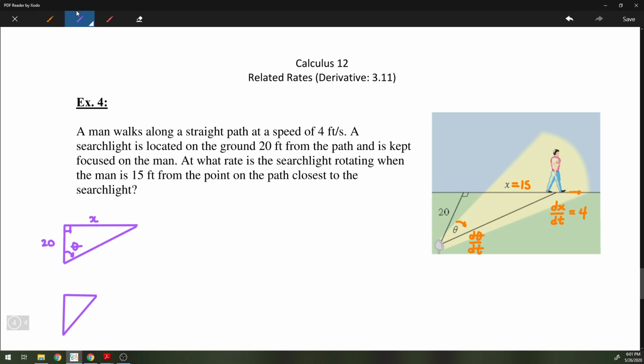Of course, how to relate the two variables is that tangent theta is equal to opposite, which is x, over the adjacent side, which is 20 feet. Okay, now we can take the derivative of both sides using implicit differentiation. We have secant squared theta d theta/dt is equal to 1 over 20 and then dx/dt.